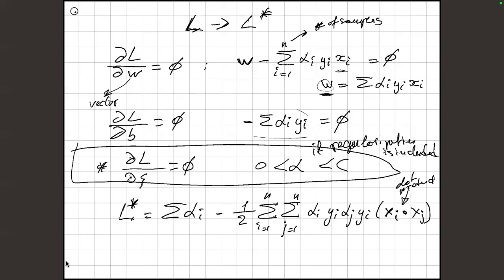Yes. Is it alpha_i y_i then alpha_j y_j? Or is it two? What? Oh, sorry. Yeah, of course, yes.